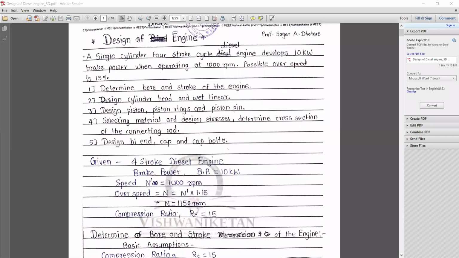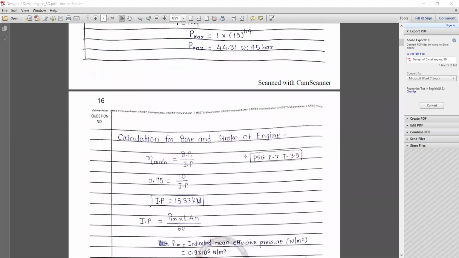A single cylinder four stroke diesel engine develops 10 kilowatt power, rotating at 1000 rpm, and the possible over speed is 15%. We need to determine the bore and stroke of the engine, cylinder wet liner, piston ring and piston pin. Then, by selecting a proper material and cross section, we have to design a connecting rod and both sides, big end and small end, cap and cap bolts. In the previous lecture, we covered bore, stroke, cylinder head, wet liner, and piston rings. Okay, so let's see further.